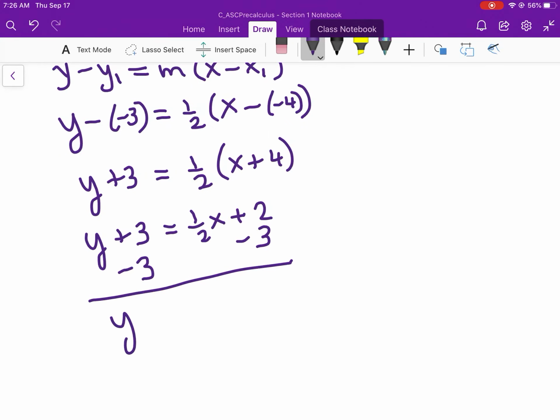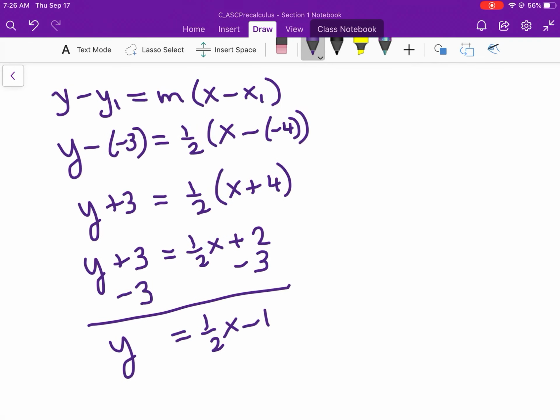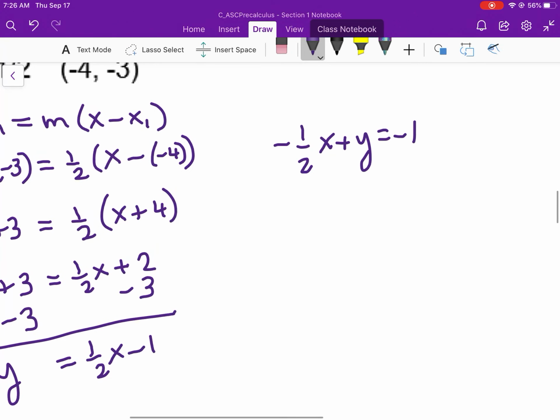And I get y equals 1/2 x minus 1. So that's my slope-intercept. If they want me to put it in standard form, I'd subtract the 1/2 x. So minus 1/2 x plus y equals negative 1. And then it's convention to have no fractions, so I would multiply everything by -2.